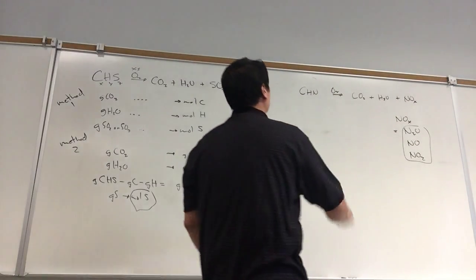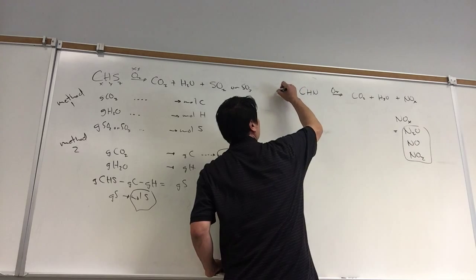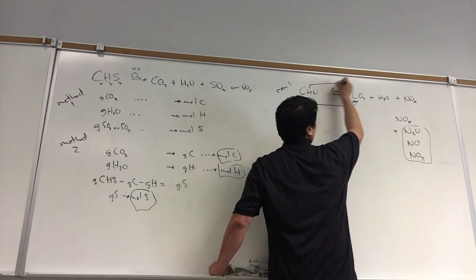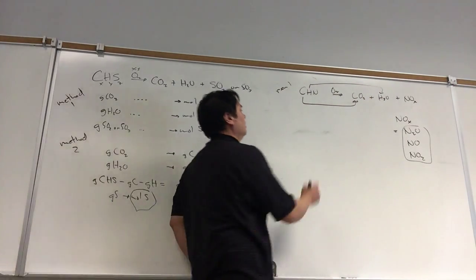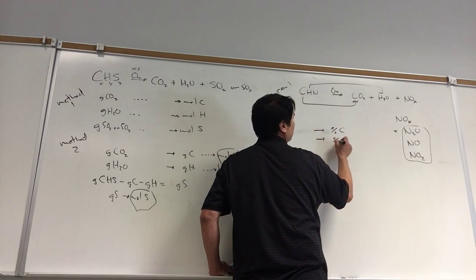Well, here for CHN, we do two reactions. And so here's reaction 1. Reaction 1 gives us carbon-hydrogen percentage. Here, eventually what we want to get is the percent carbon and the percent hydrogen.